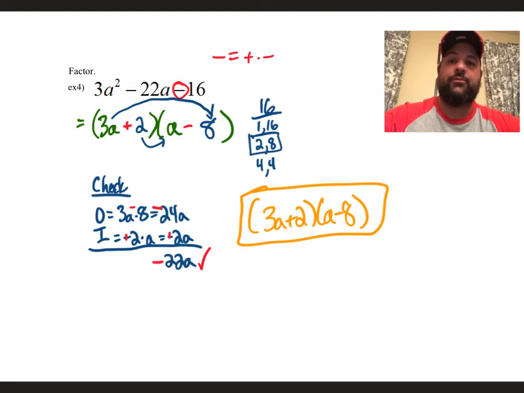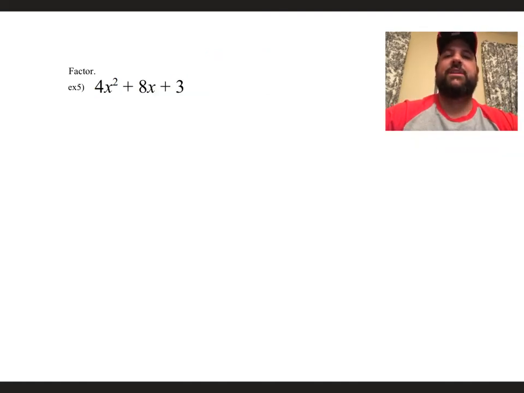We have two more examples to look at together, and we're going to see that there's one other thing that we have to be careful of. So let's move on to example 5. All right, here we go. Example 5, 4x squared plus 8x plus 3.